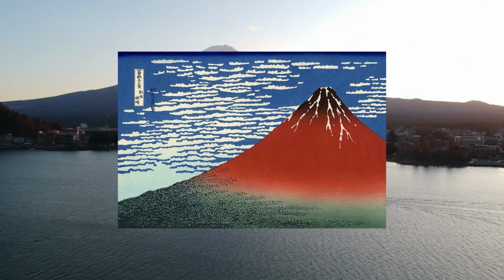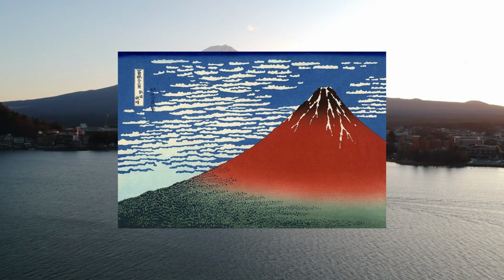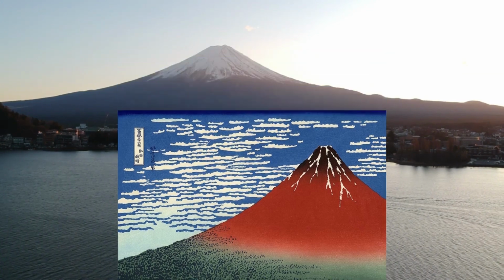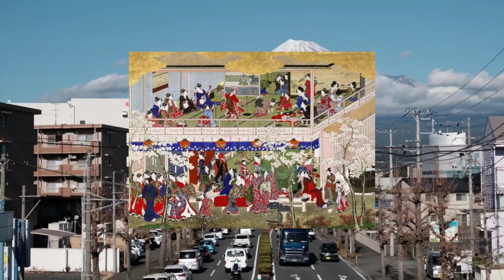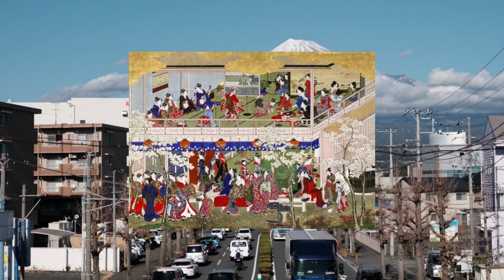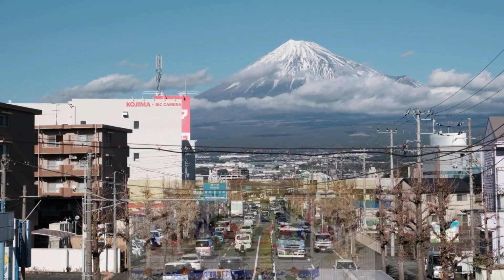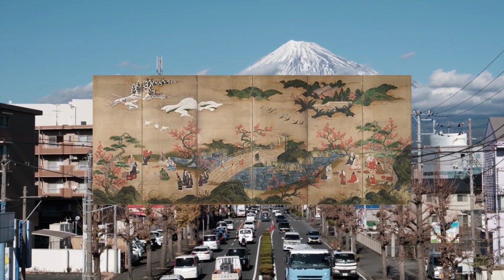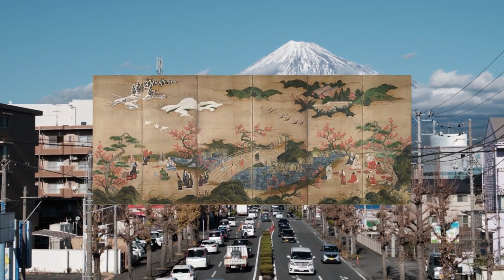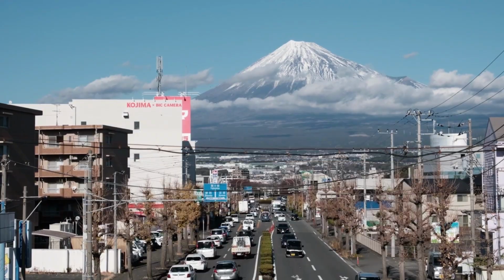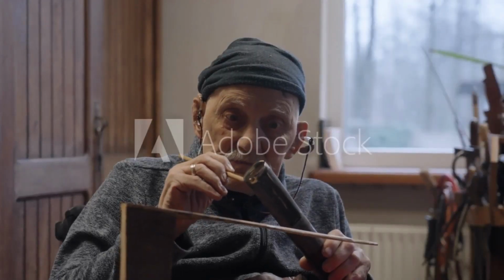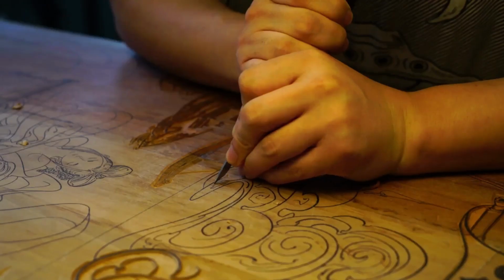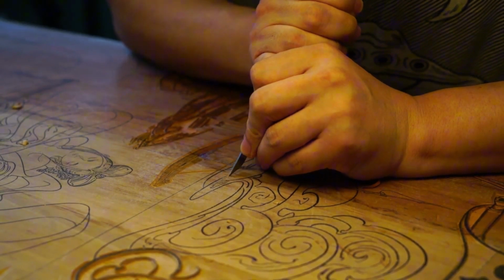The art of ukiyo-e, meaning pictures of the floating world, began to depict the joys and beauties of everyday life, including the lives of samurai, kabuki dancers, landscapes, and nature. The woodblock printing technique allowed these works to be mass-produced, making art more accessible to the population.